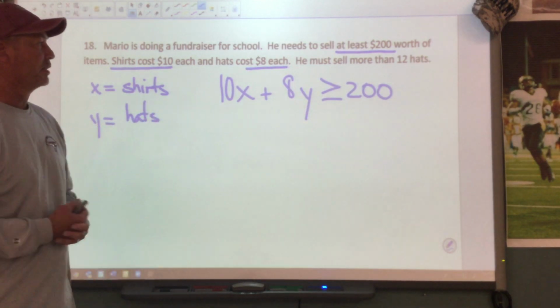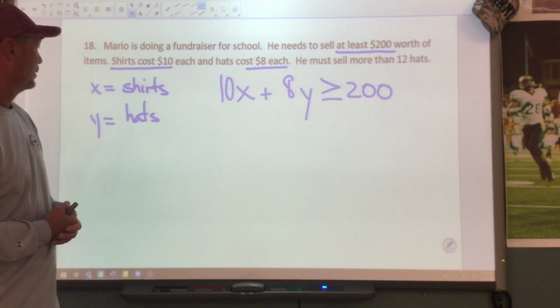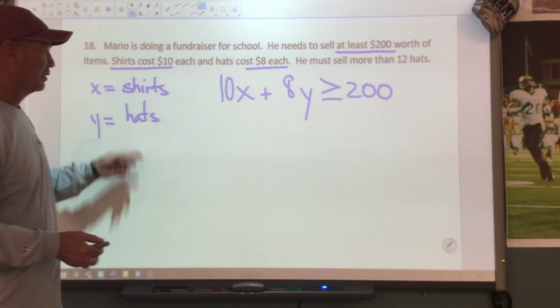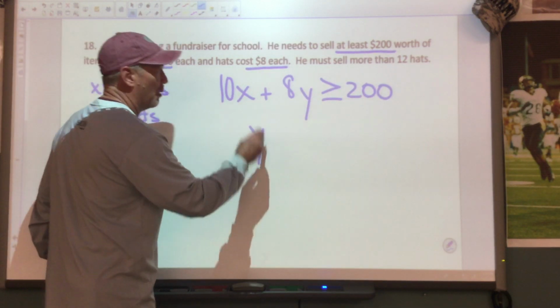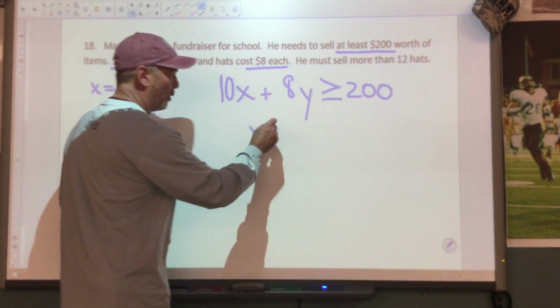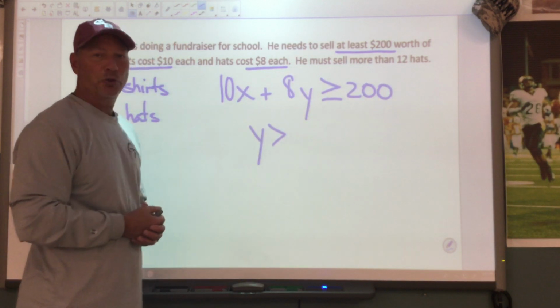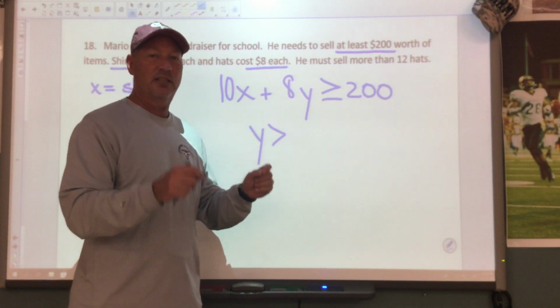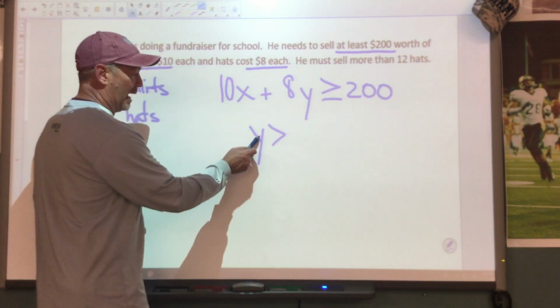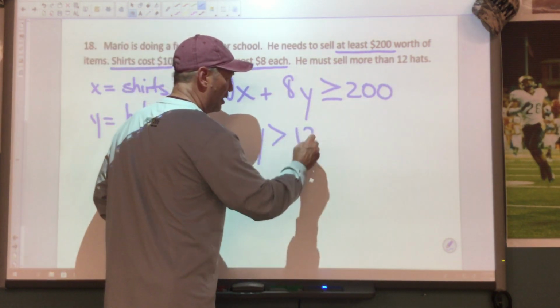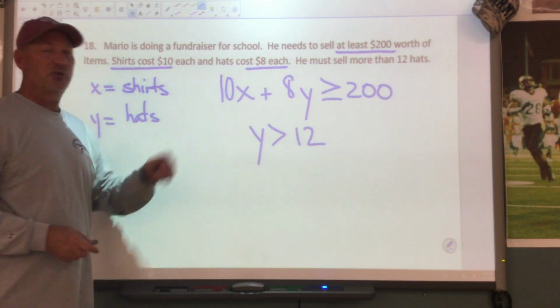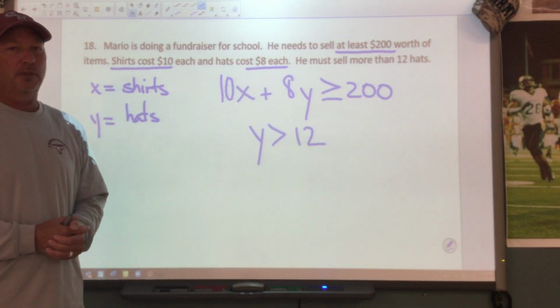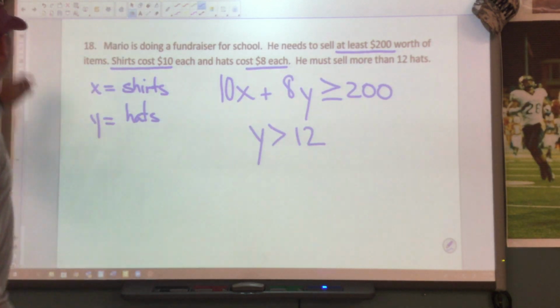And then it says he must sell more than 12 hats. There's his hats, y. Your hats must be what? More than. It doesn't say equal to, does it? It doesn't say at least 12. He says he has to sell more than 12 hats. So my hats has to be greater than 12. There's your system of inequalities. Okay? All right, next problem.